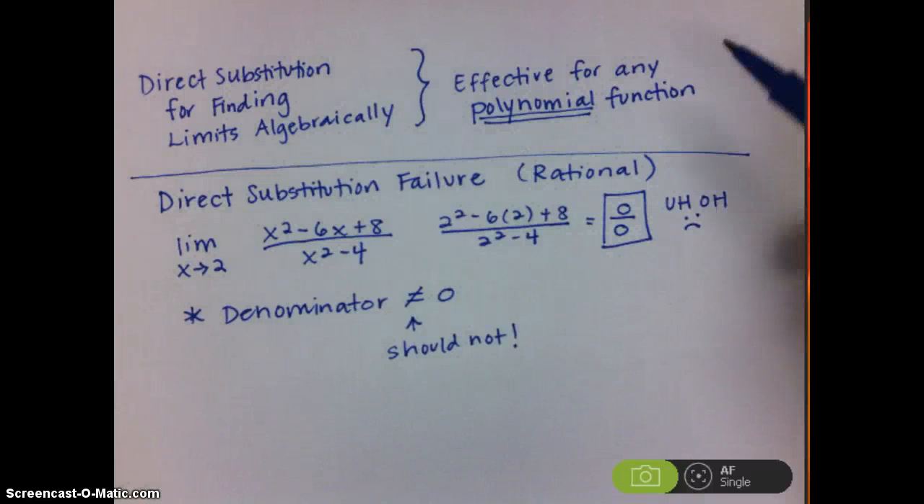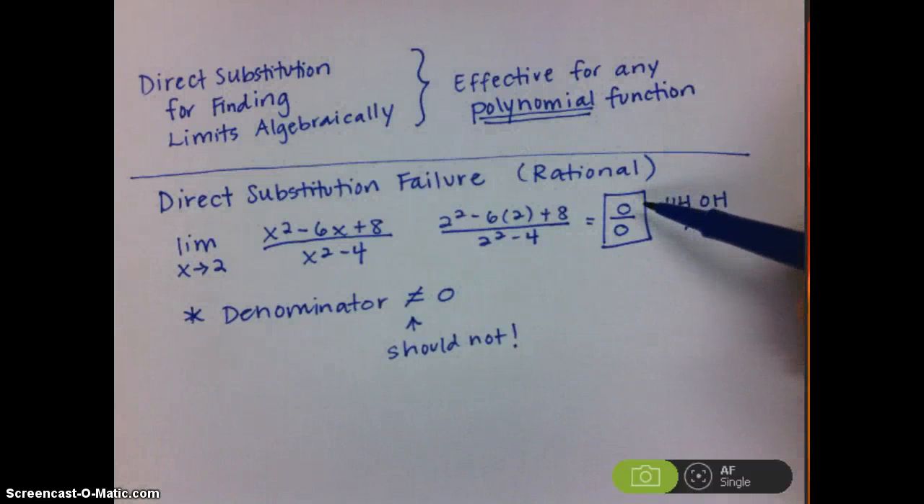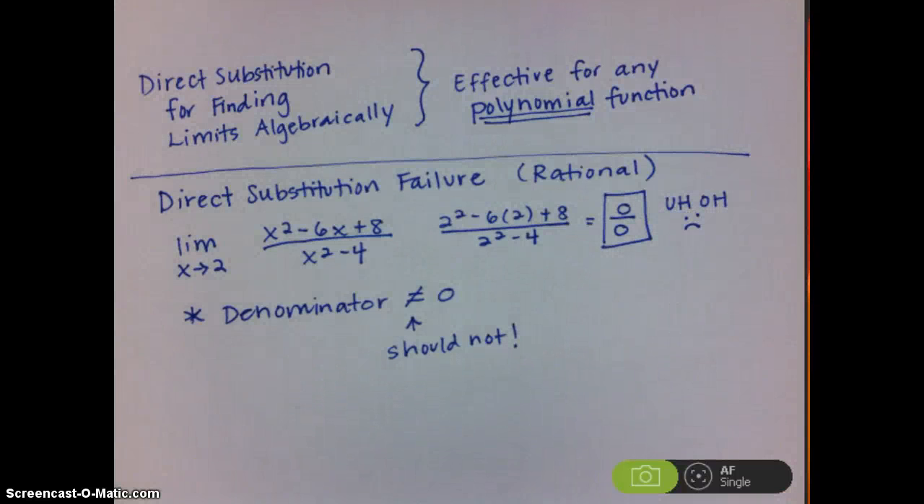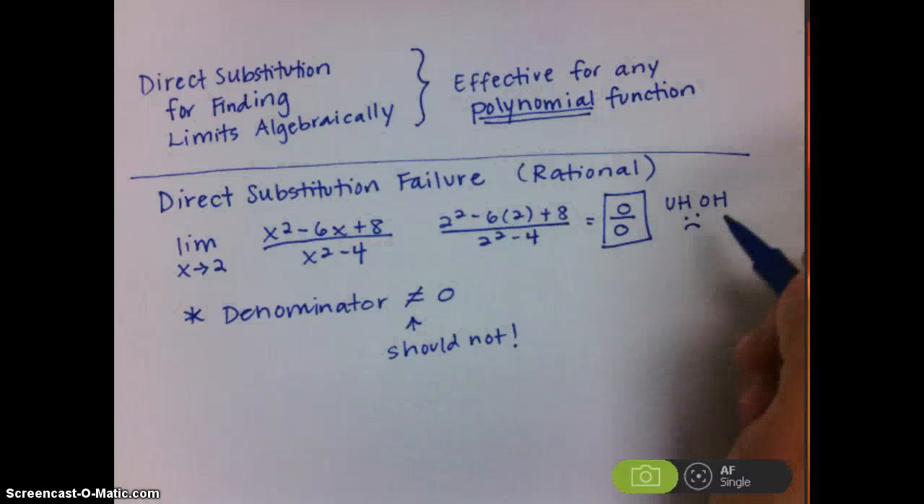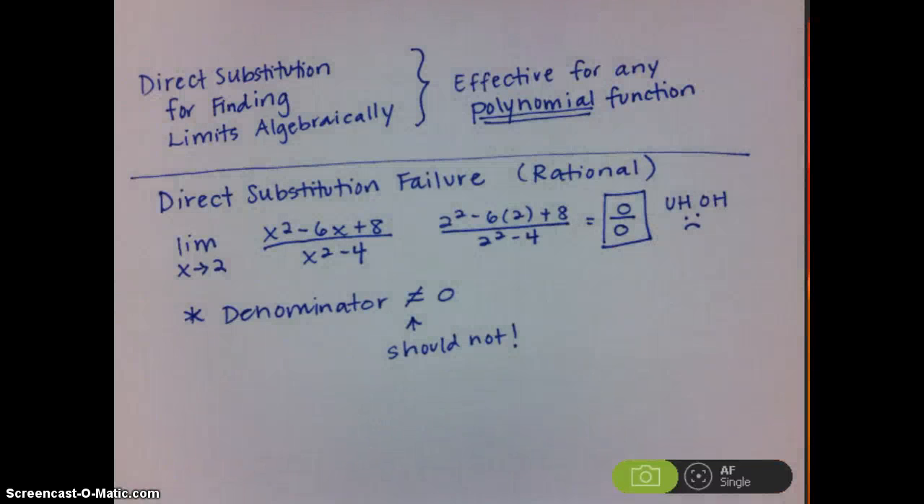And it's okay for the numerator to be 0. Sometimes we get limits of 0. That's okay. What we don't want is a denominator of 0. This is undefined, and so we don't have a limit here. But there actually is a limit when you look at the graph of this particular function. So we want to find a way to get around this and actually figure out the correct limit to this rational function.